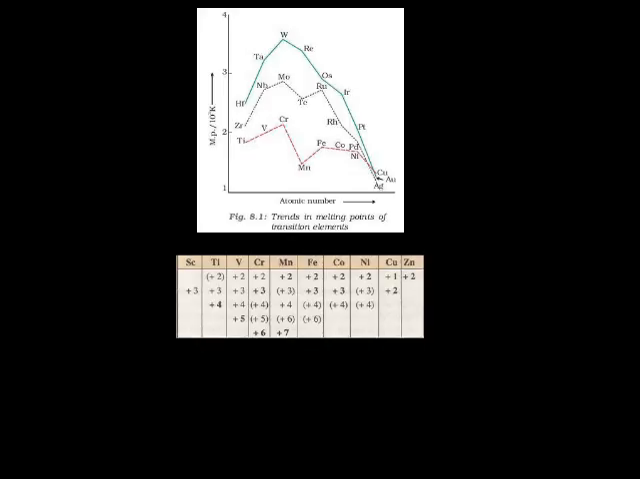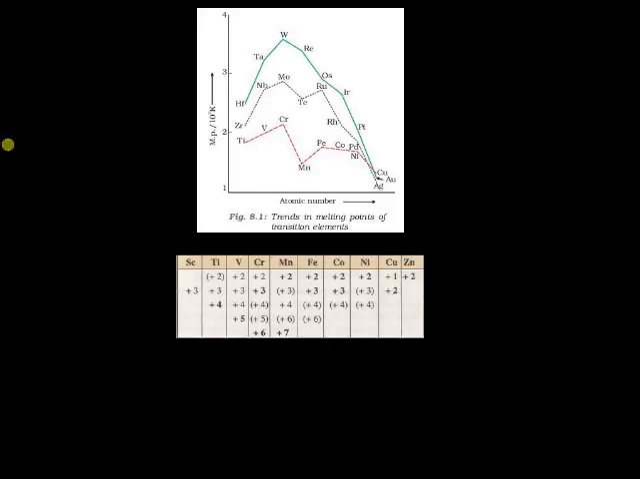Similarly, titanium exhibits +4 as the common oxidation state, in which case it loses its 2 ns electrons, 2 4s electrons and 2 3d electrons. For chromium, you see that +3 and +6 are given in bold letters. That means these are the 2 common oxidation states. How does it exhibit +3?